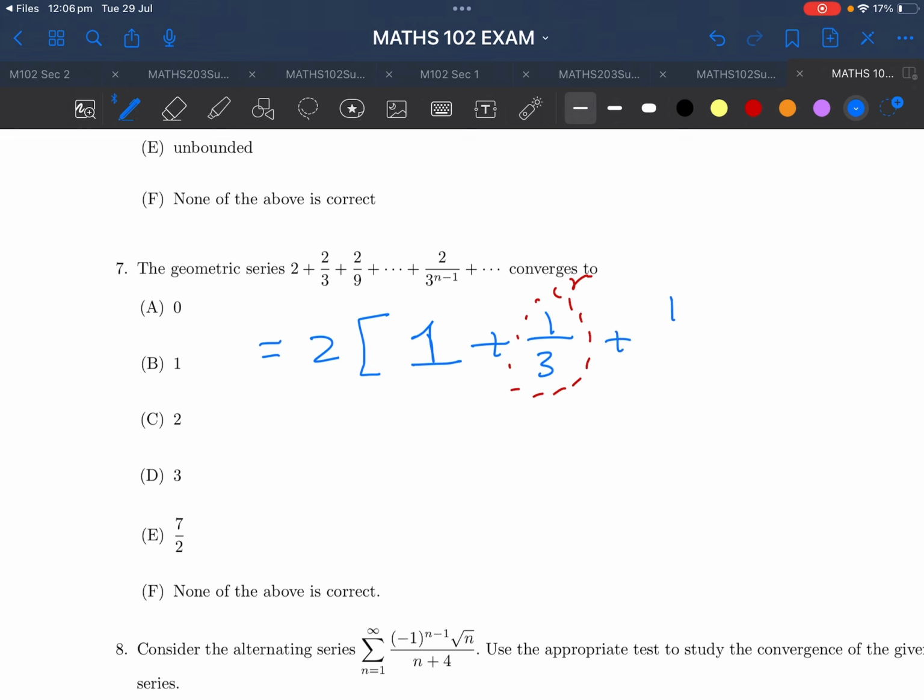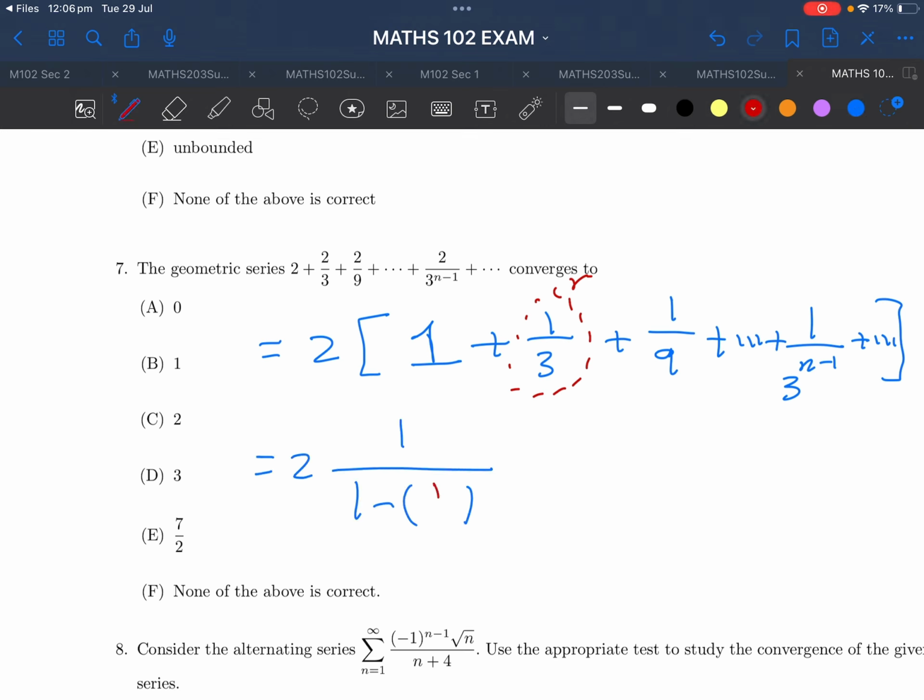And next will be the r squared, and so on, so on, up to 3. Now we apply the formula for the geometric series. We write 1 over 3 here. The best way is to write this as a whole in your calculator so that you don't make any unnecessary mistakes. And the answer will be just 3.